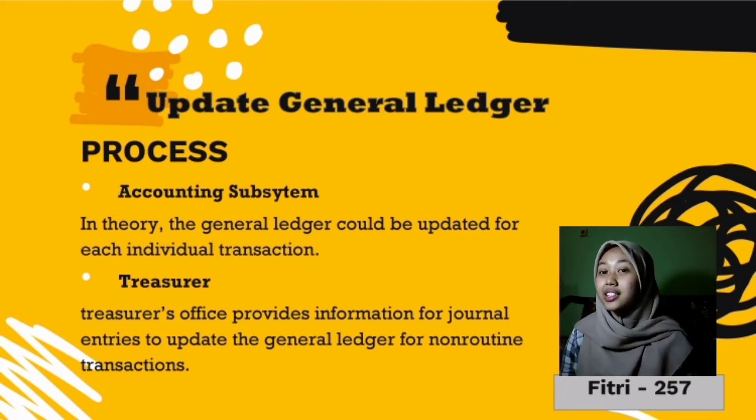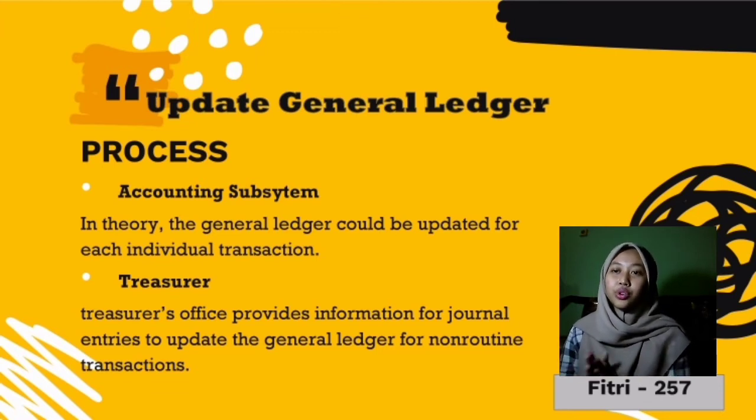And the second is the treasurer. The treasurer's office provides information for journal entries to update the general ledger for non-routine transactions such as the issuance or retirement of debt, the purchase or sale of investment securities, or the acquisition of treasury stock.